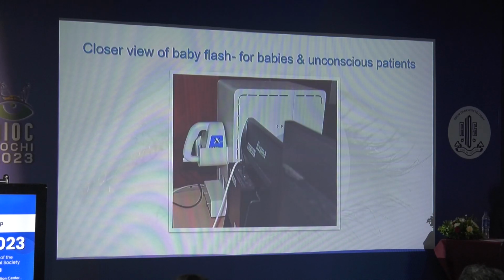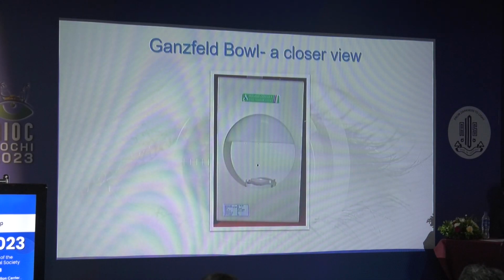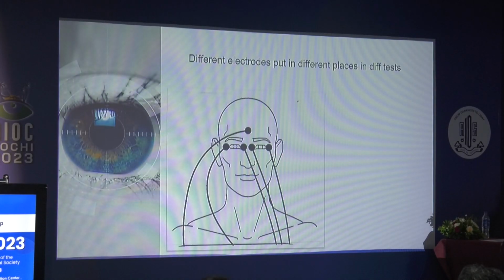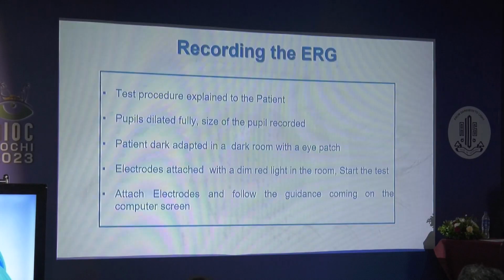This is a closer view of the baby flash, which is used for babies and unconscious patients. Now this is again a picture that shows a Ganzfeld bowl, a closer view. The movable chin rest is attached to another place when the test is not being done. Now this is a schematic diagram that shows different electrodes put in different parts when we are using different tests.